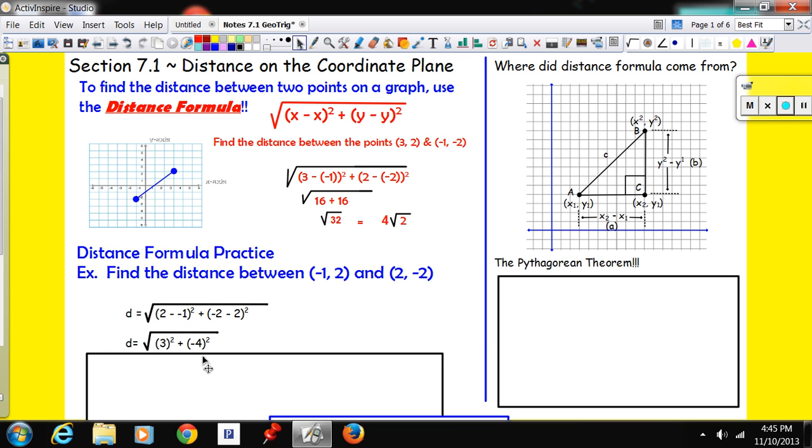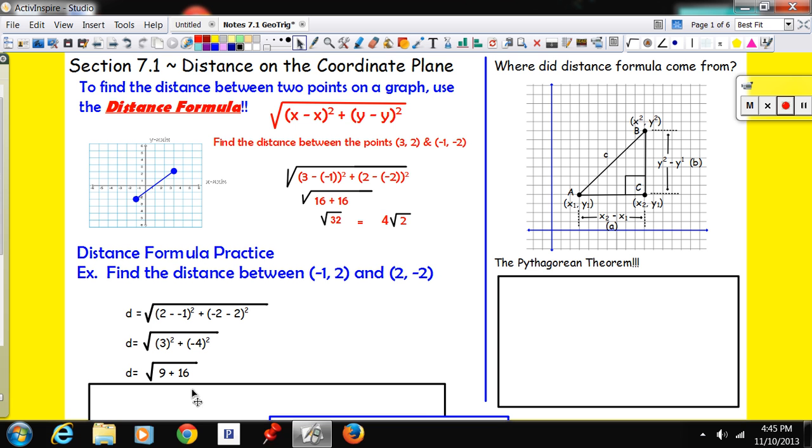So here you'll end up with 3 squared, because double negatives again, plus -4 squared. Those are both negative, so add and keep the sign. And you get 9 plus 16, which is radical 25, which really comes out to be 5.